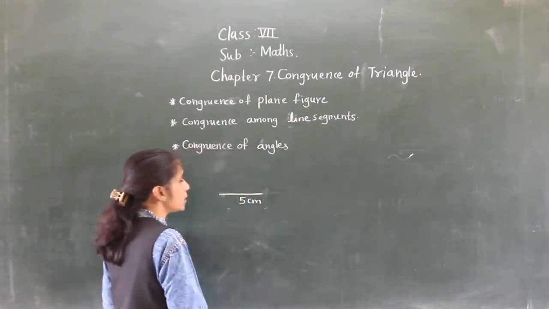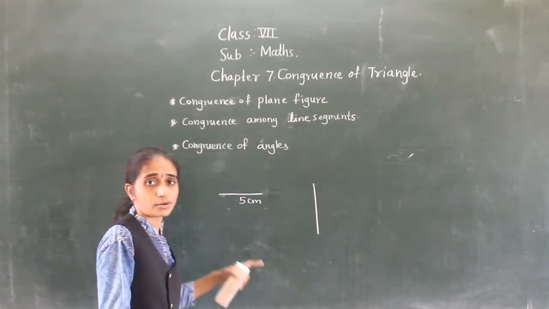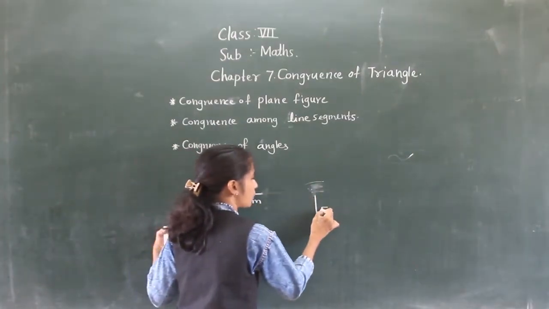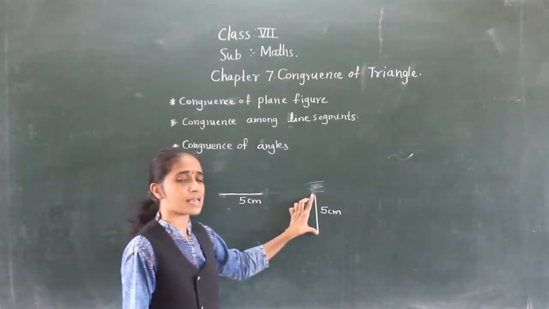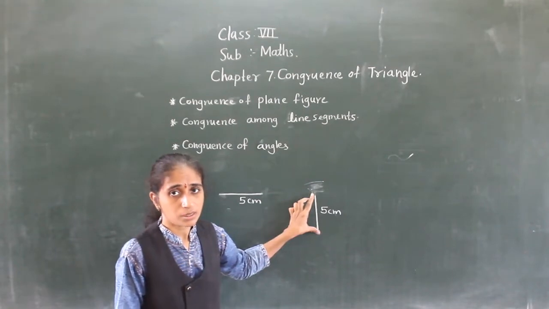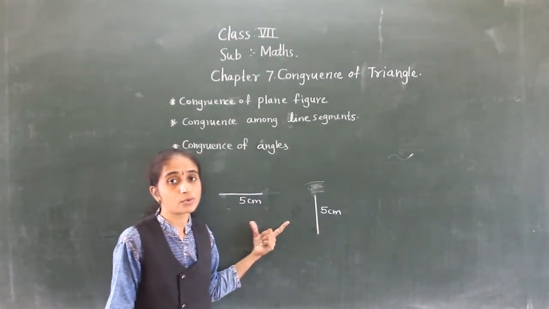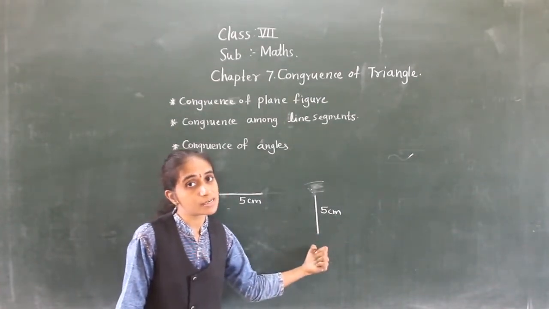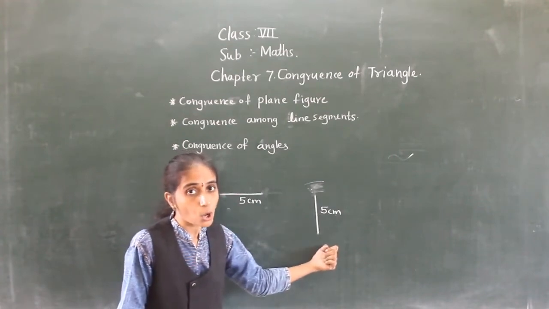Suppose I draw a line segment this way. This is also 5 cm in length. So this line segment and this line segment both have the same measurement, 5 cm. So both of these line segments are congruent.